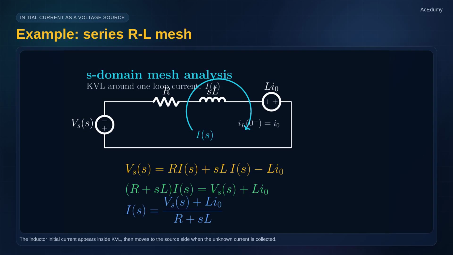For the mesh example, take a series voltage source Vs of S, a resistor R, and an inductor L. The initial inductor current I0 points in the mesh direction. KVL gives Vs equals Ri plus SLI minus Li0. Collecting I gives (R plus SL) I equals Vs plus Li0. Therefore, I of S equals (Vs plus Li0) divided by (R plus SL).